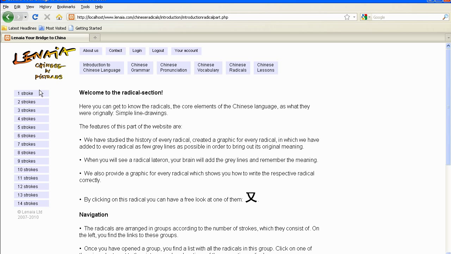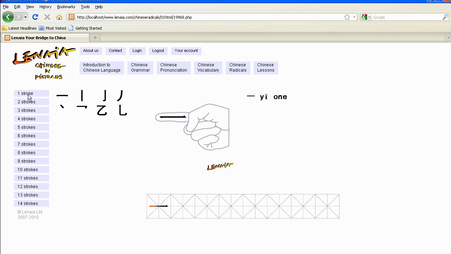Let's start with the radicals which consist of one stroke. When you look at these radicals at the moment, they look to you like abstract strokes. Now we go through the pictures which enlighten their meaning, and after that you will look at them in a different way.